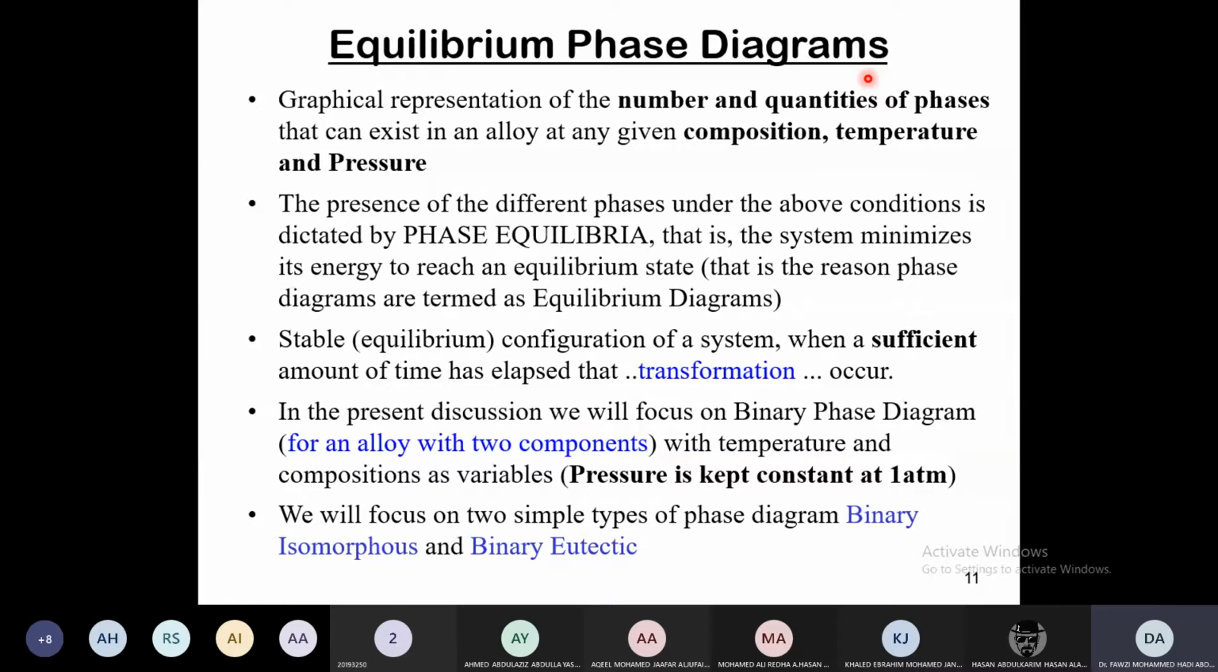The condition for the use of the phase diagram is that the cooling process is done very, very slowly, slower than the diffusion process in the materials. Is that clear?